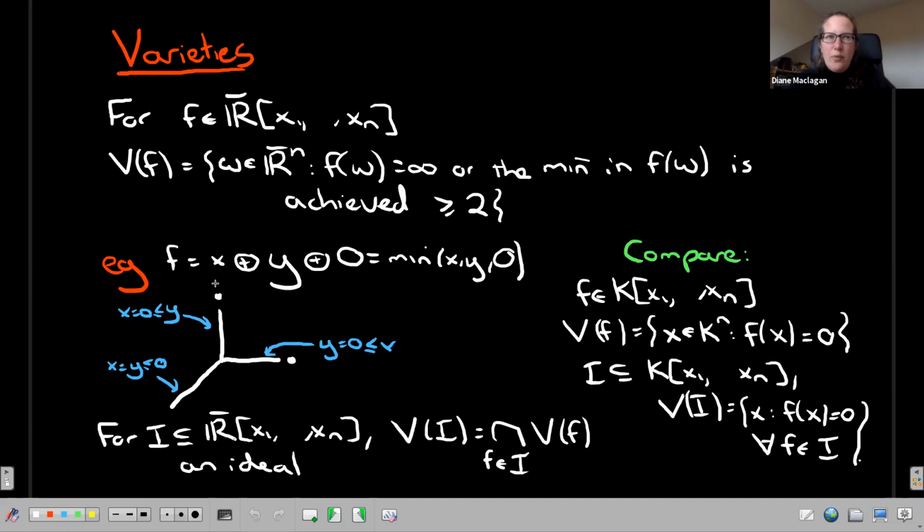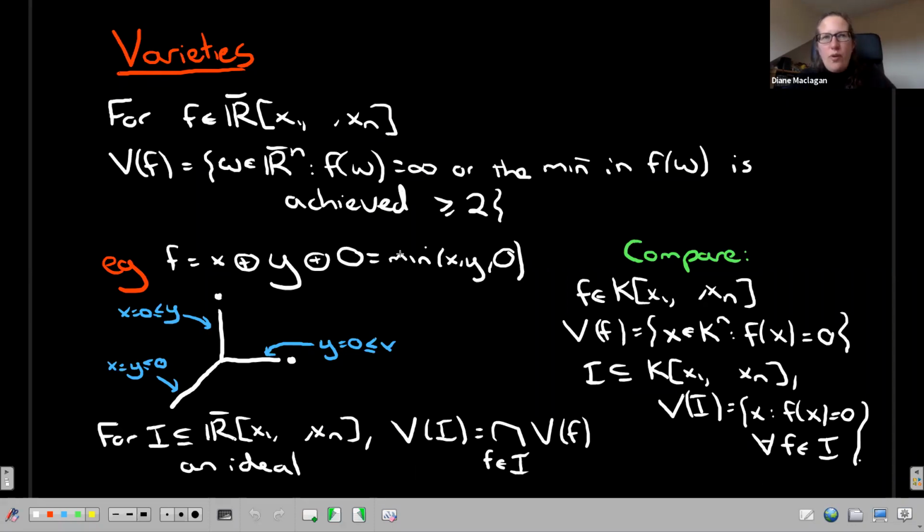One of the simplest examples is the tropical line. We might have f equal to x tropical plus y tropical plus 0. In usual arithmetic, that's the minimum of x, y, and 0. I remind you, 0 is not the additive identity, so we can't remove the 0.